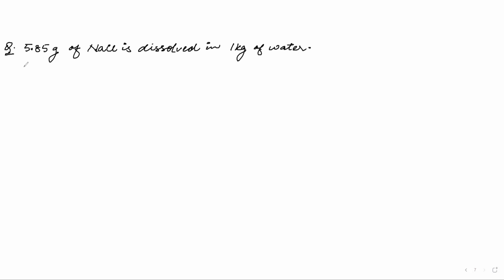The question is: 5.85 grams of NaCl is dissolved in 1 kg of water. Calculate the boiling point of the solution.